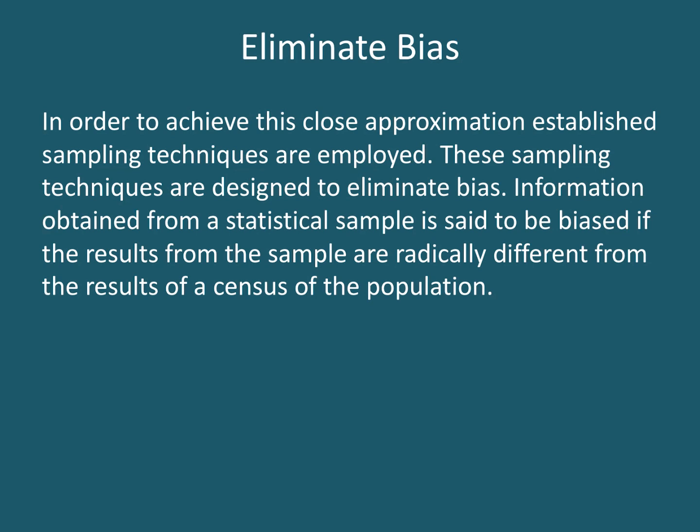Now, one thing is for sure, we're going to want to try to eliminate bias. In order to achieve this close approximation, established sampling techniques are employed. These sampling techniques are designed to eliminate bias as much as possible. Information obtained from a statistical sample is said to be biased if the results from the sample are radically different from what the actual population believes. So the idea, again, is to eliminate bias and try to pick a good sample of people that will give us a good representation of what a population believes about a specific public policy in this case, or any other sort of statistic we're trying to discover.